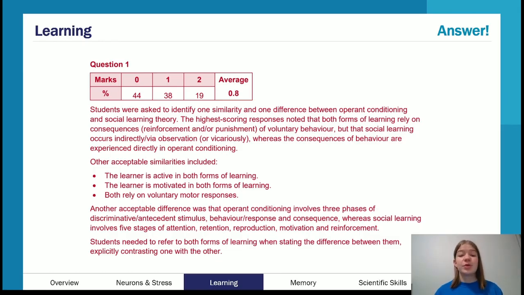Again, these are things that would not be true if we're talking about classical conditioning. They also accepted that operant conditioning has 3 phases, whereas social learning involves 5 stages. And because this was a similarity and a difference, you needed to make sure you were explicit, saying that in both of these, or in this, whereas in that. So being really explicit with your contrasting.